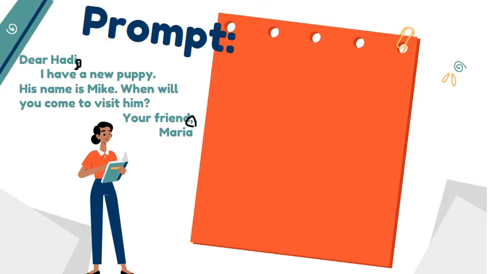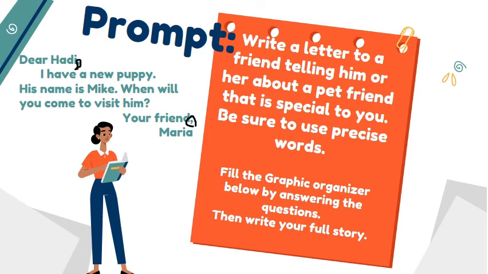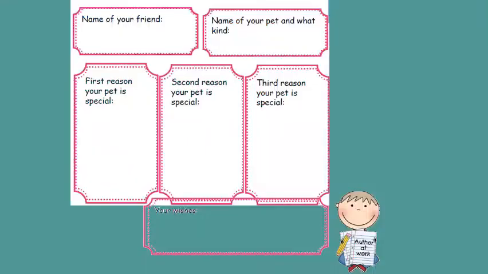Now the prompt of our writing. First, we have to write a letter to a friend telling him or her about a pet friend that is special to you. Be sure to use precise words. Let's fill the graphic organizer first by answering the questions together, and then we will write the full story. Of course, you can write your own story.